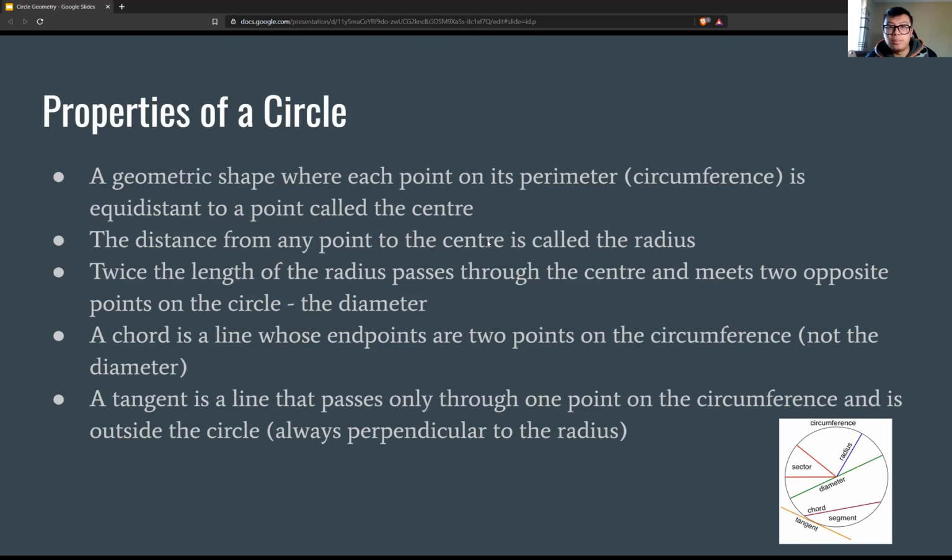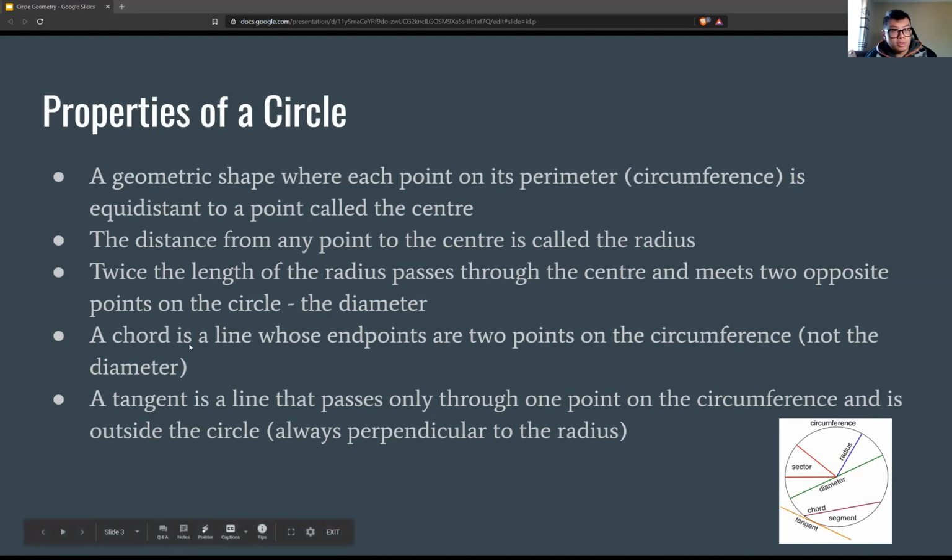And the distance from any point on the circumference to the center is called the radius. If you double the radius, it still passes through the center, but then it also meets another point on the circumference, from one end of the circumference to the other end. And that's called the diameter. If you have trouble visualizing these terms and what they mean, I have a diagram on the bottom right of the slide, right here, of the circle with all of its different properties. You see the terms are here as well, just to help you visualize what these terms mean.